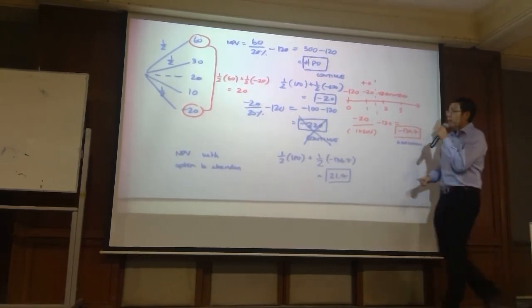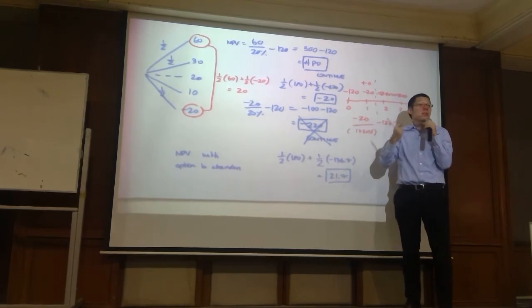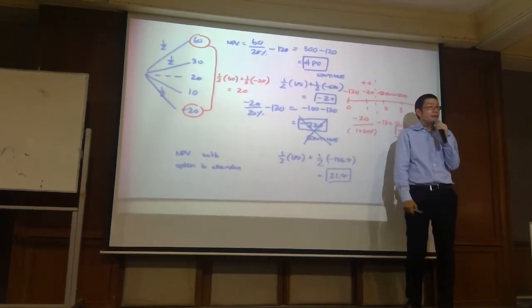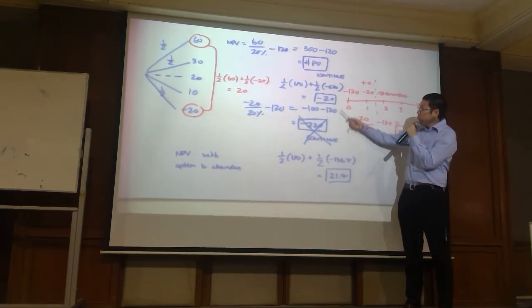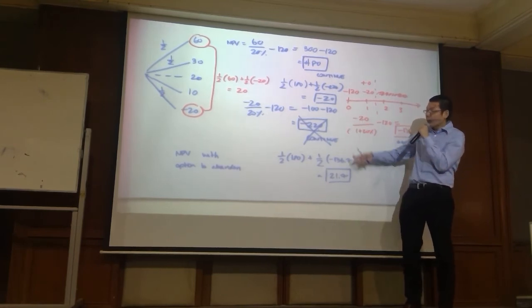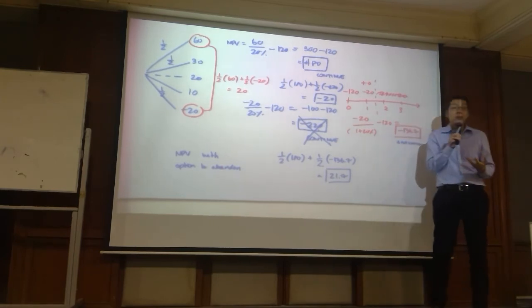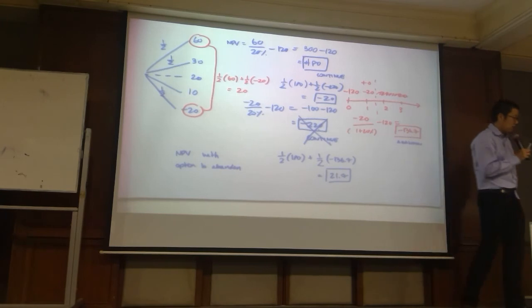Without the decision, without the option, this project is worth minus 20. It might as well be worth 0. It's not worth anything. But there's an option value. With the option to abandon, the value can be improved because of that flexibility. So the improvement in value from that flexibility, sometimes we call this the option value as well. We add it to the decision that we make.